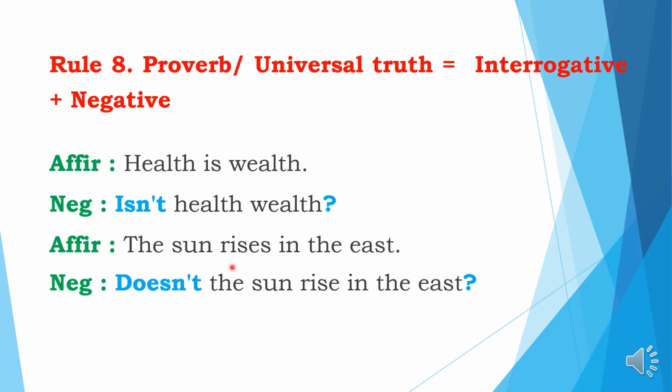Similarly, "The sun rises in the east." Its negative form is "Doesn't the sun rise in the east?" So in this sentence as well, we have used "doesn't," because in this sentence actually there is no auxiliary verb, and we know in simple present tense if there is no auxiliary verb we can use "don't" or "doesn't." Because the subject here is "the sun," that is third person singular number, that's why we have used "doesn't." And at the end of the sentence we have used a question mark.